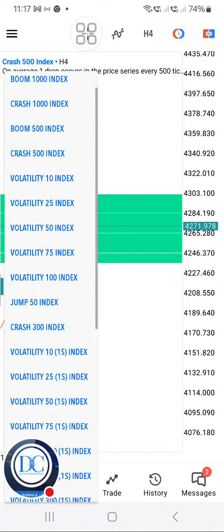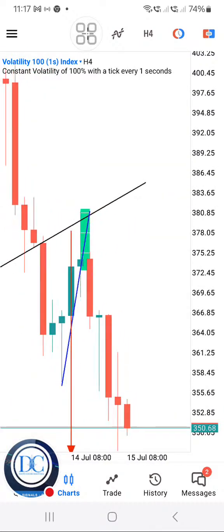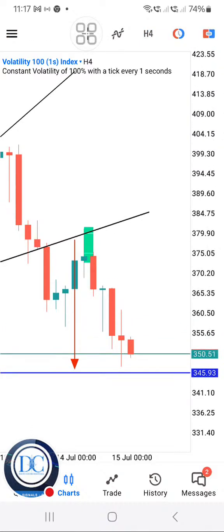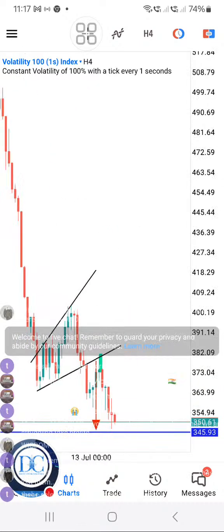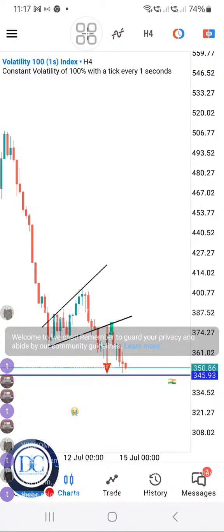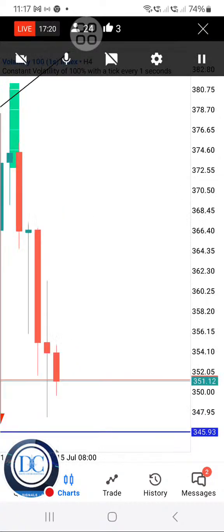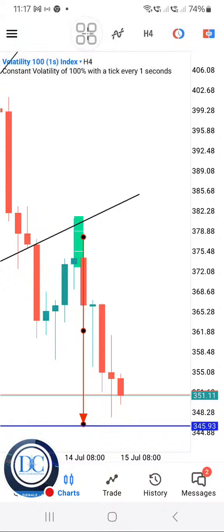There is an opportunity that I saw in VIX 101S. It's an analysis that we did yesterday. I gave this in the free group, and we're about to hit our TP for the signal that we gave in our WhatsApp group and also our VIP group. We took a sell from the area that is marked here, using the entry technique that I explained. So price is almost about to hit this blue line, 345, which is our TP.